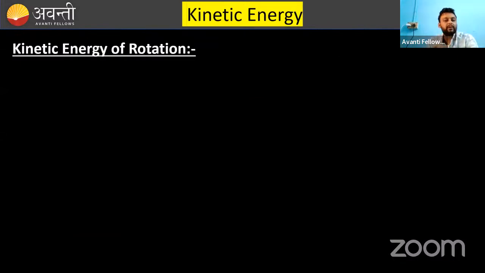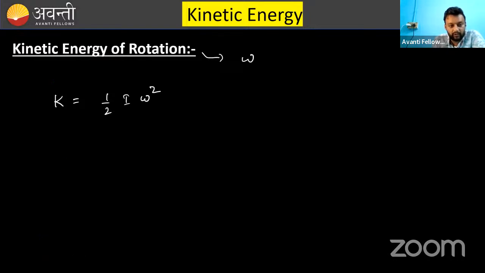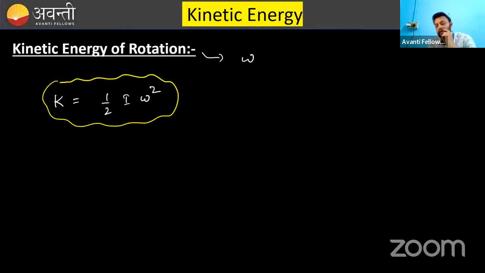Now there is one more concept. What is the kinetic energy of rotation? When a body is rotating about any axis with some angular velocity, let's suppose the angular velocity of the rotation is omega. Then what is the kinetic energy? You can say kinetic energy is equal to half I omega square. This is the kinetic energy of rotation: half I omega square.